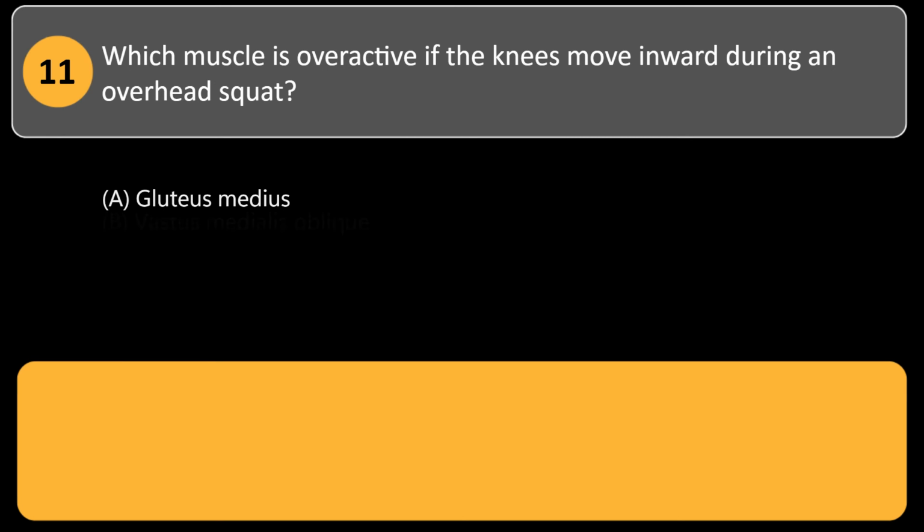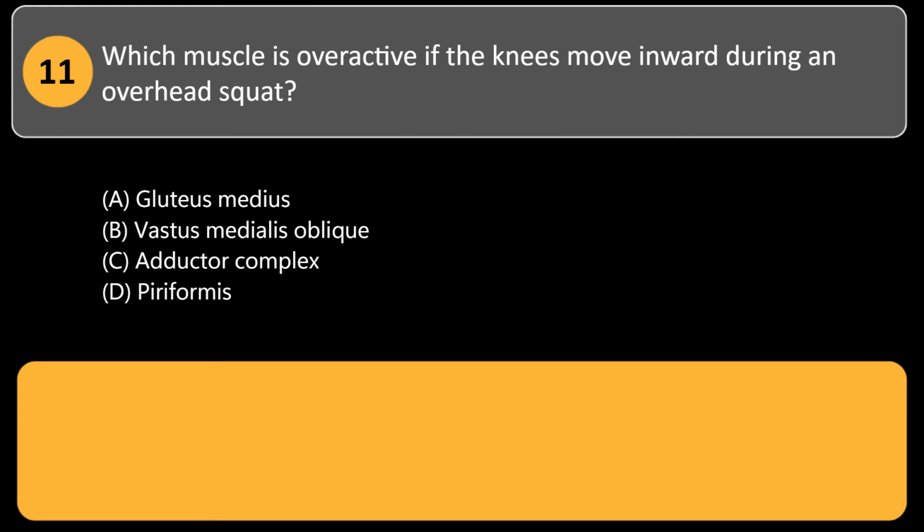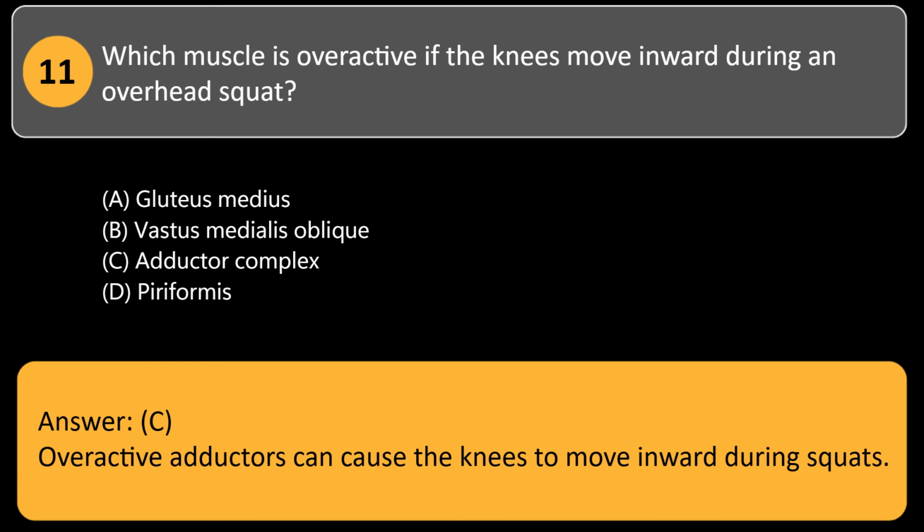Which muscle is overactive if the knees move inward during an overhead squat? A. Gluteus medius. B. Vastus medialis oblique. C. Adductor complex. D. Piriformis. Answer: C. Overactive adductors can cause the knees to move inward during squats.